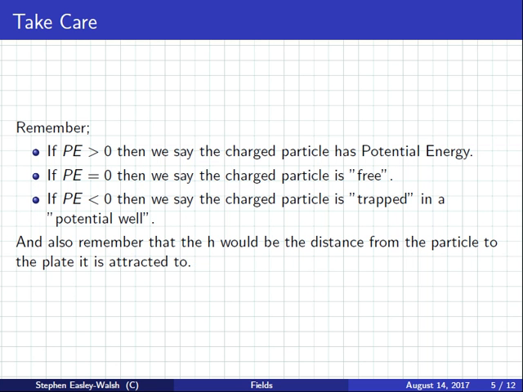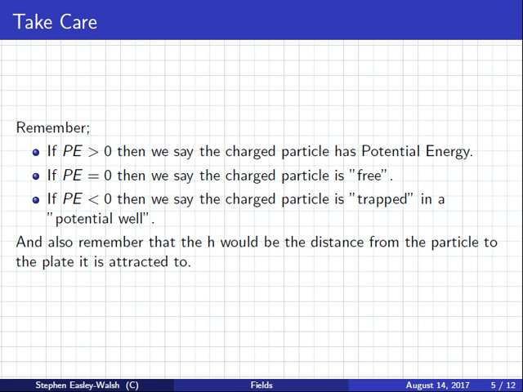Teacher, when we calculate the h, do we take from here to here or here to the middle? Technically it'd be to the middle, but because the particle is so small, you don't need to consider its radius. But technically it'd be to the middle of the particle. It's the center of gravity, I suppose.